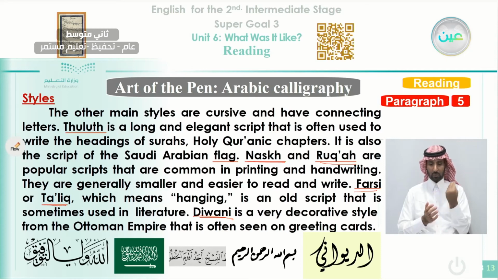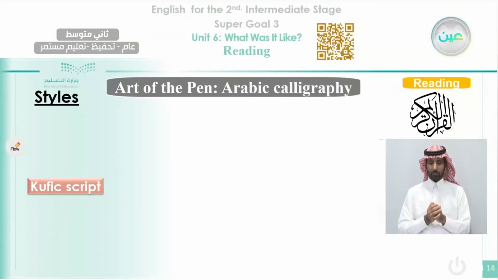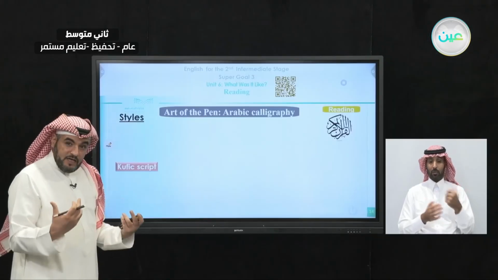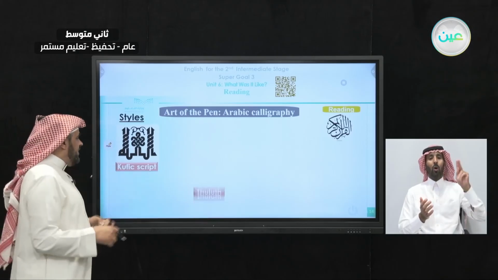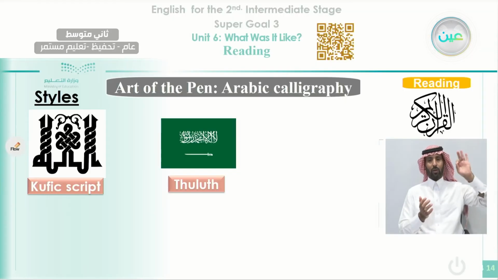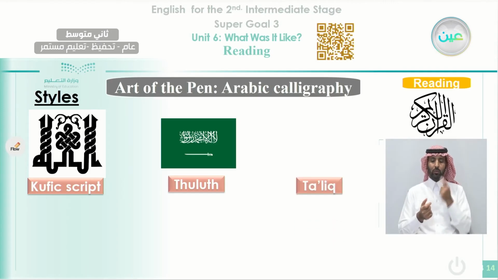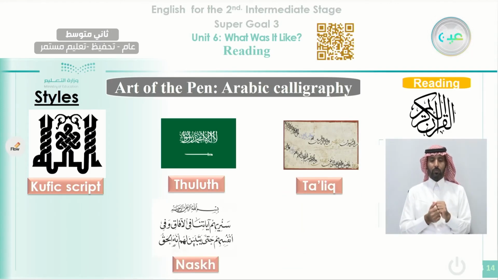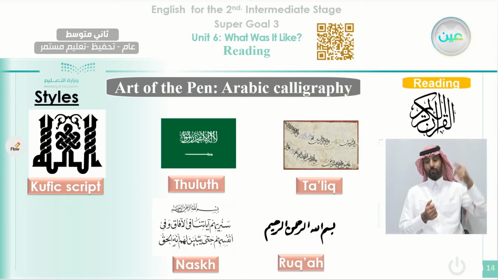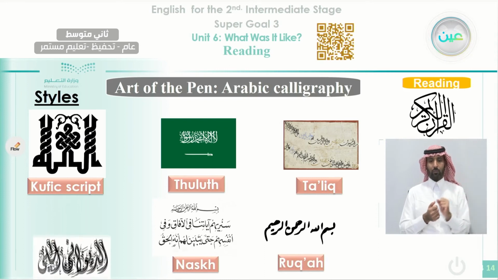the best actually. And here also we talk about the six calligraphy styles, like Kufic. This is Kufic style. Okay, again, and thuluth. This is the thuluth. We can find it, as we said, on the flag of Saudi Arabia, and we can find it also in the headings of surahs. Ta'liq. This is ta'liq also, and we have naskh. This is a kind of naskh also. The other one is ruq'ah. Bismillah ar-Rahman ar-Rahim is written in ruq'ah, and here this is diwani.